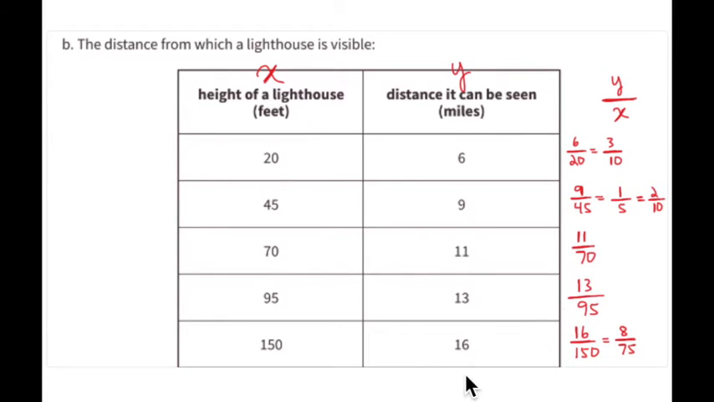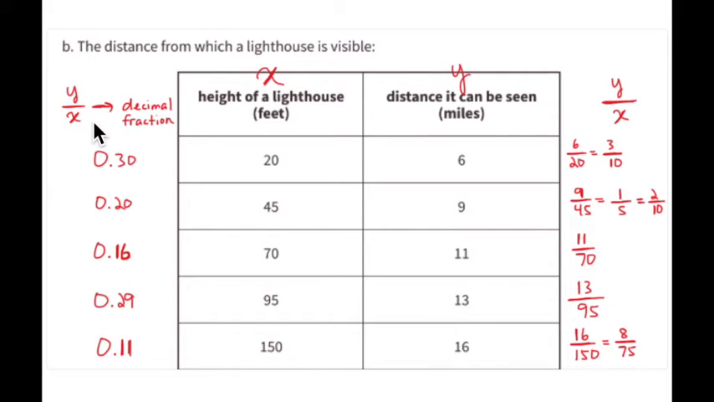So this is a case, although I don't normally like to do this, where I would change them each to their decimal fraction equivalent. So divide y by x with a calculator, and I'm going to write this out to the hundredths place. So this is 30 hundredths, 20 hundredths, 16 hundredths, 29 hundredths, and 11 hundredths.